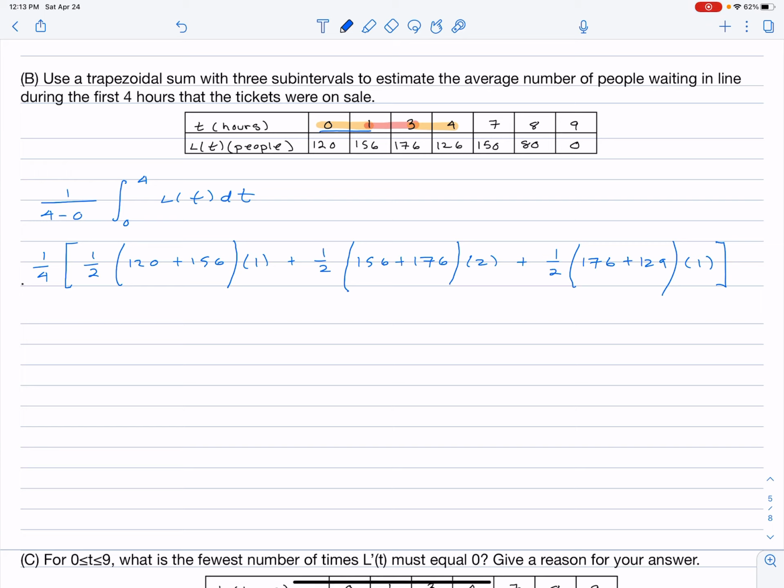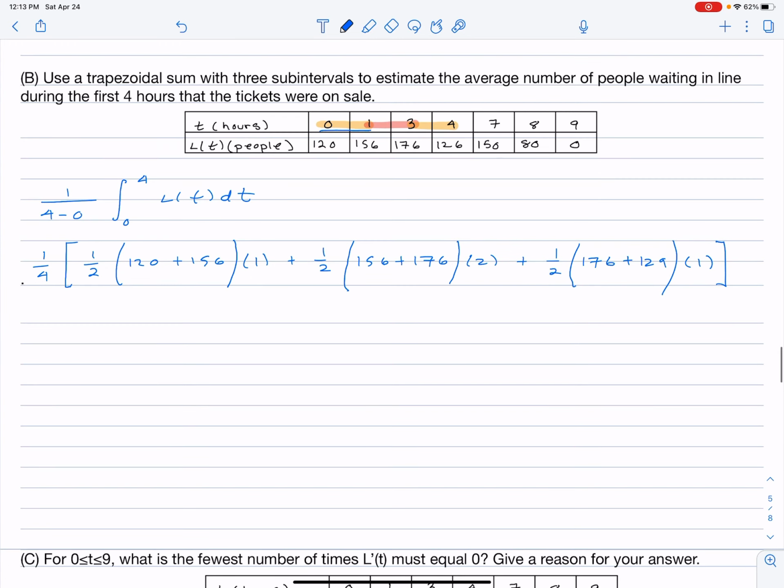Okay? Again, this is fine. This is a number. You can leave it like this. But if you want to, you can plug this into your calculator. I've actually already done this on my calculator. So I get 155.25. Now, I know they didn't ask for it, but the units for the average value are going to be the same as the units of the original function. So this is people. They're asking for the average number of people. Again, you could have just left it like this. That would be fine. Let's move on to letter C.